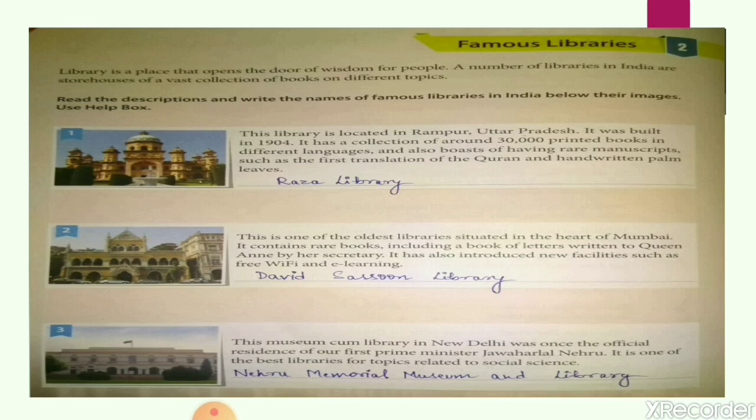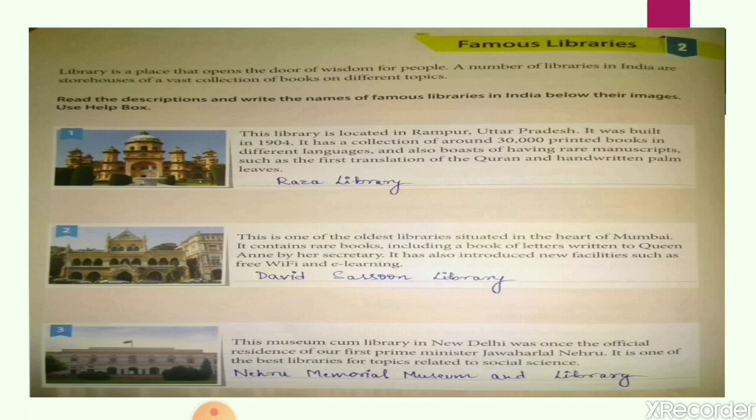So the first one is this library, one picture is given and the description about this library is, the library is located in Rampur, Uttar Pradesh. It was built in 1904. It has a collection of around 30,000 printed books in different languages, and it also boasts of having rare manuscripts such as the first translation of the Quran and handwritten palm leaves. So this is Raza Library. It is one of the important libraries of South Asia, and besides work relating to different religious traditions, it is a treasure house of Indo-Islamic learning and art. So this is Raza Library.